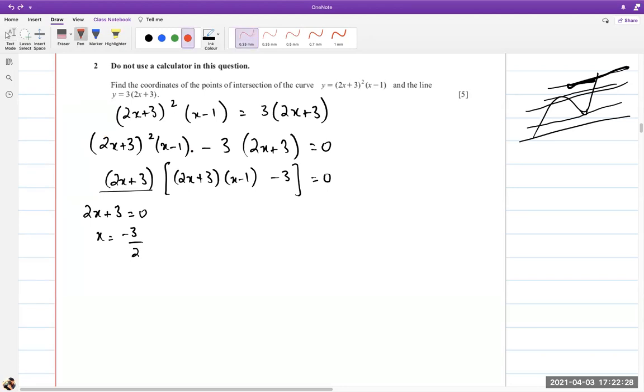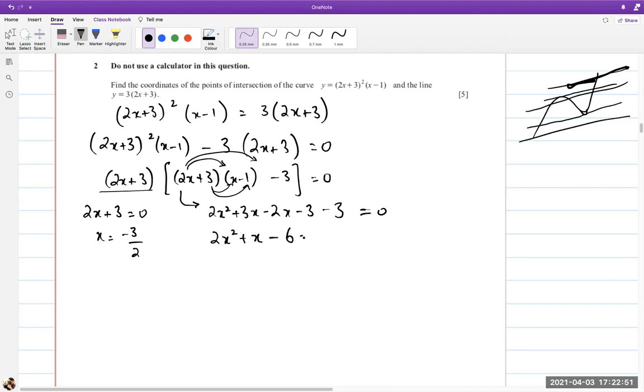All right. For the other part, the part that's inside here, this becomes 2x squared plus 3x minus 2x minus 3 minus 3. And this whole thing is equal to 0. Okay. So you just FOIL it, first, outer, inner, and last. So you just open them up like that. And so you get 2x squared plus x minus 6 equal to 0. This you can easily find out by either trying to factorize this, or you can start with the quadratic formula. So any of those methods would be fine.